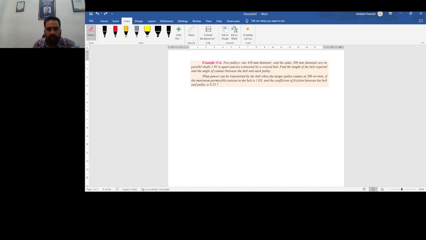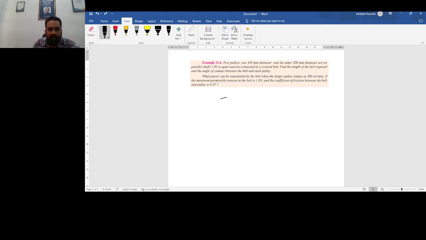So here you can see there is one numerical in which it is written: two pulleys, one 450 mm dia and the other 200 mm dia, are on parallel shafts 1.95 meter apart and are connected by a cross belt drive. Find the length of the belt required and the angle of contact between the belt and each pulley. What power can be transmitted by the belt when the larger pulley rotates at 200 rpm if the maximum permissible tension in the belt is 1 kN and the coefficient of friction between the belt and pulley is 0.25.